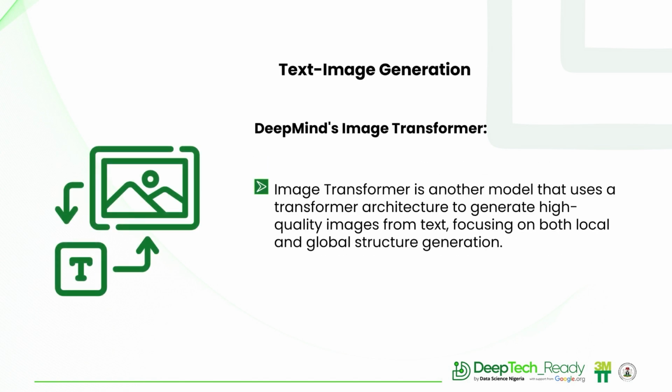We also have DeepMind's image transformer. So image transformer is another model that uses a transformer architecture to generate high quality images from text, focusing on both local and global structure generation. If you remember, in the last video I talked about TimeSformers, vision transformers. So in this case, when we are saying image transformer, we are basically referring to vision transformers and the likes. So literally, these are typical models that can be used to actually generate images based on text prompts.